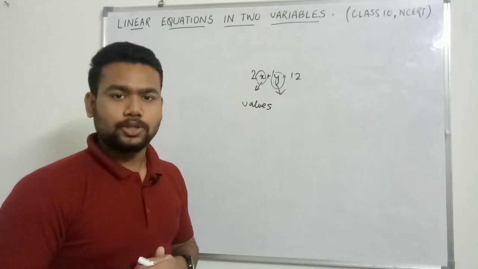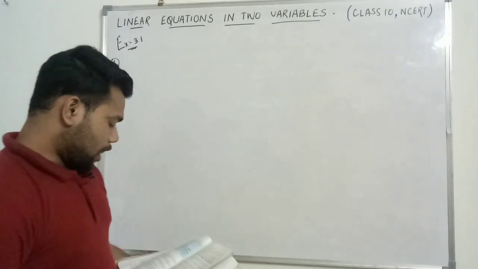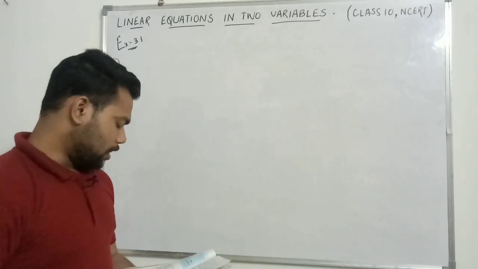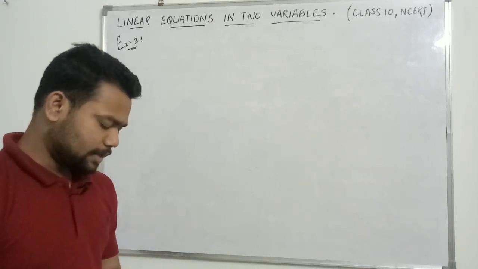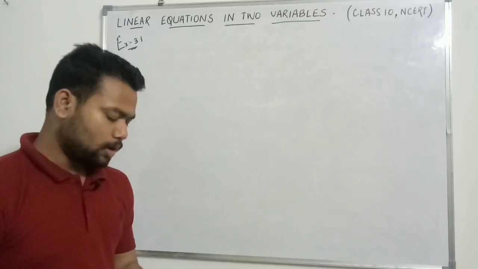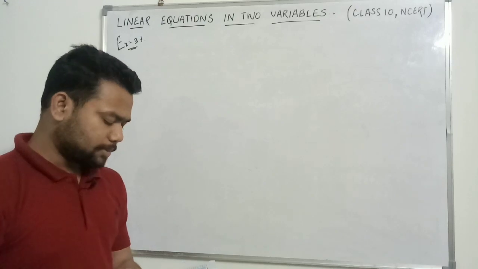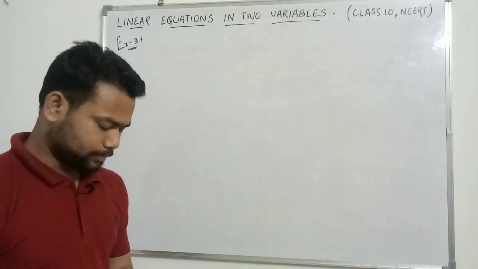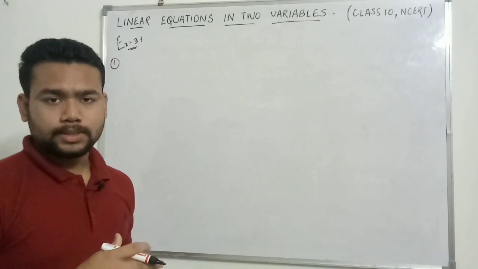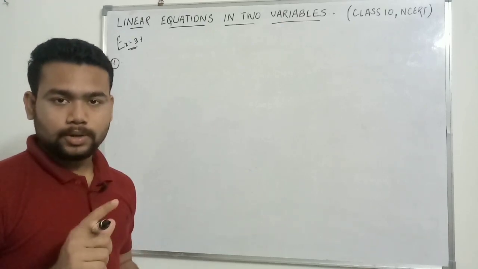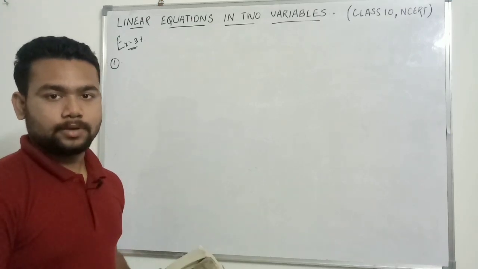So let's go for exercise 3.1. Our first problem says that a father tells his daughter, 7 years ago I was 7 times as old as you were then. Also 3 years from now I shall be 3 times as old as you will be. We need to show the whole equation in graphical form as well as in algebraic form. So let's go for the algebraic form firstly.